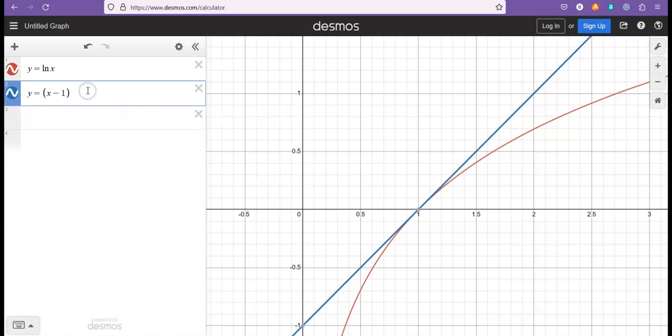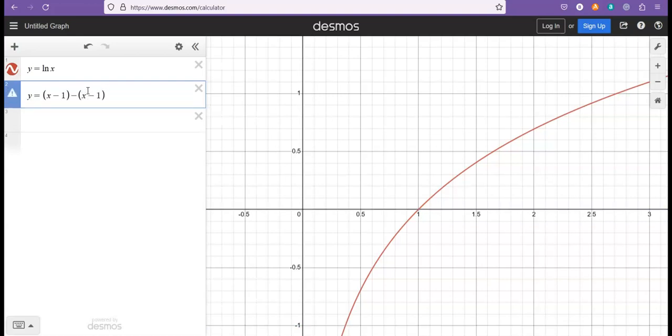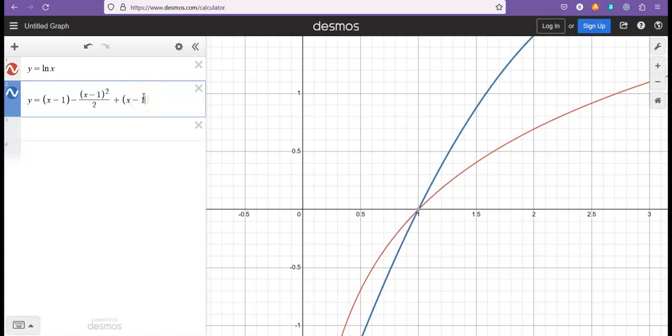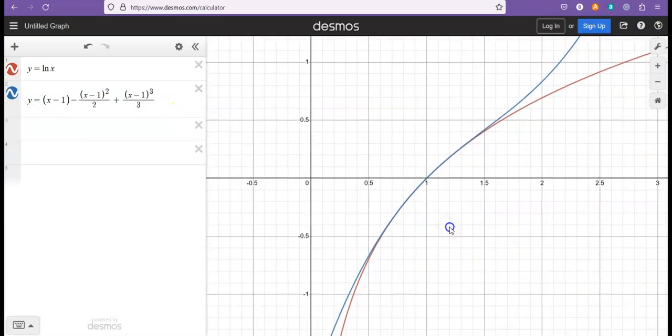So let's add the next term. That was minus the quantity x minus 1, quantity squared, all over 2. And you see that this does an even better job of approximating the function y equals the natural log of x close to 1. It's really close. And then we add another term, quantity x minus 1 to the third over 3. Look at how nice of a job that does of approximating the curve around where x is 1.